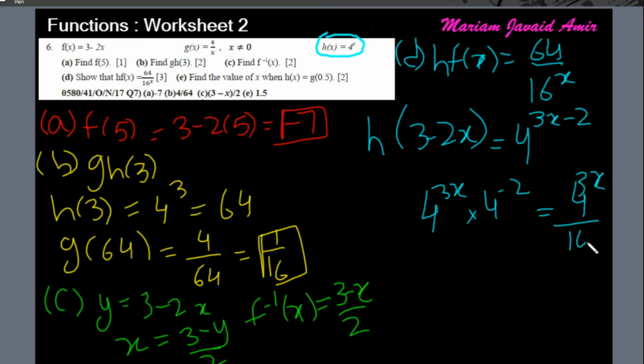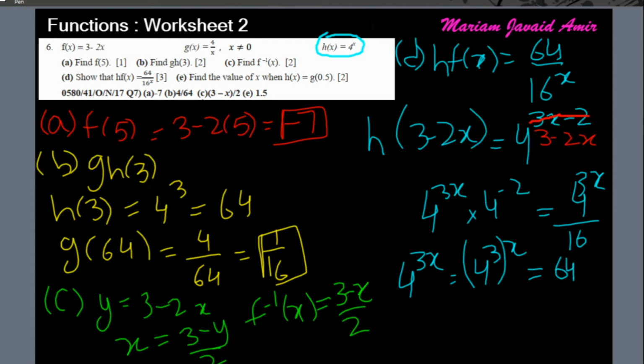Now again 4 power 3 can be written as 4 cubed, which can be written as 64 power. I made a mistake here. This was 3 minus 2x. So power 3 minus 2x. I'll have to fix the rest.